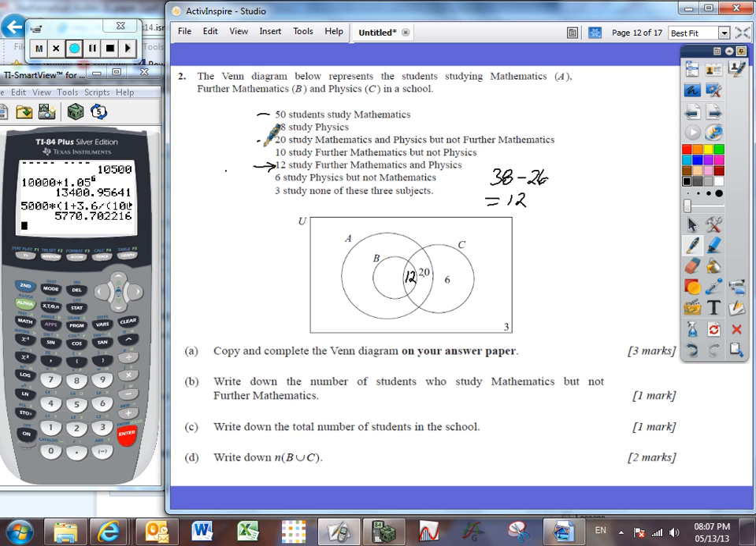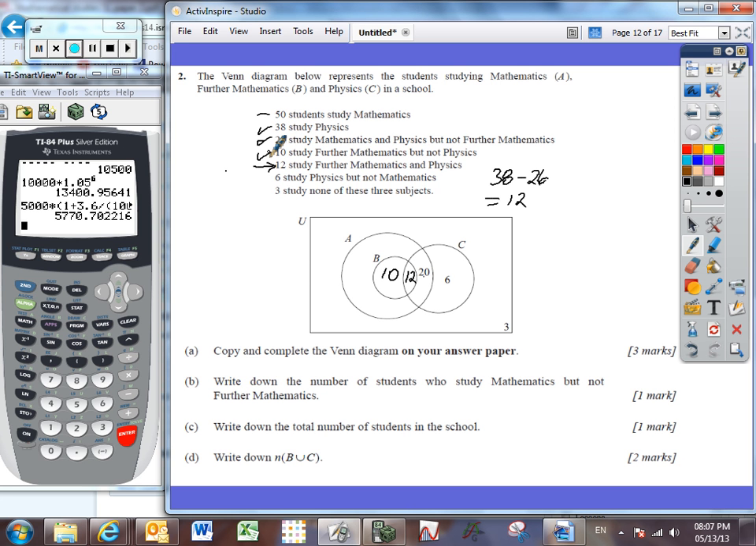Okay, it says that 20 study mathematics and physics, so they're in the mathematics circle and the physics circle, but they are not inside the further mathematics circle. Oh, here's the 20. Yes, we've already got that done. Okay, so we've handled that. 10 study further mathematics, which means they are inside the B circle, but not physics, meaning they are outside the C circle. Oh, well, this must be this then. There are 10 who are inside the B circle, but outside the C circle.